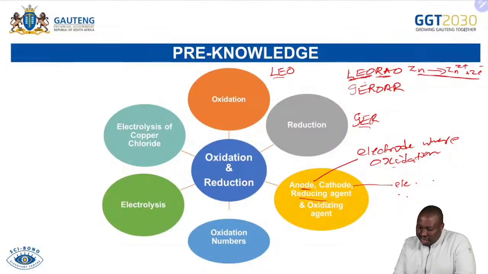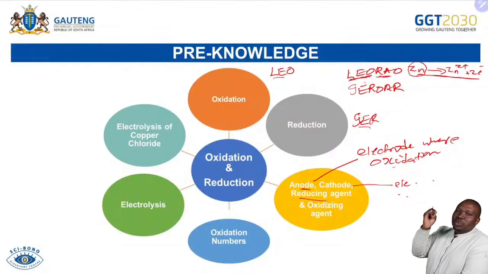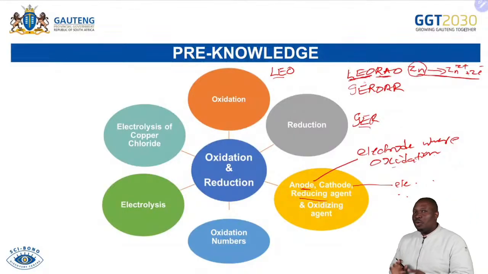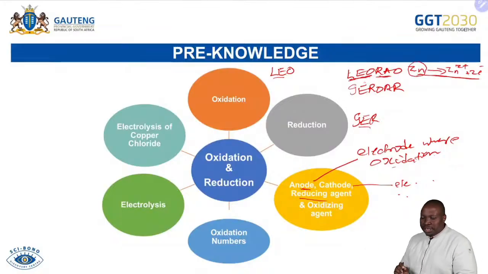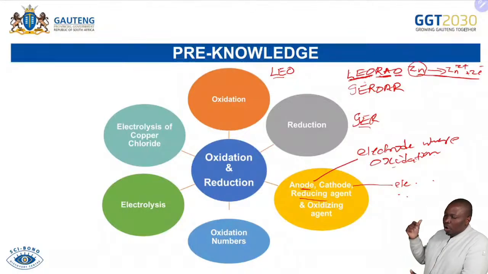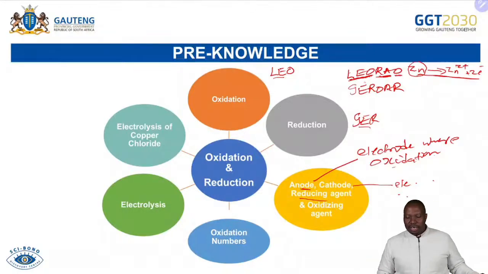And zinc is a substance. Remember I said a substance is your element, your compound, or your ions. So we are moving together now. What is a reducing agent? It's a substance that undergoes oxidation, or a substance that undergoes loss of electrons, or a substance that is oxidized. So you call it like that, you know how to answer those questions.